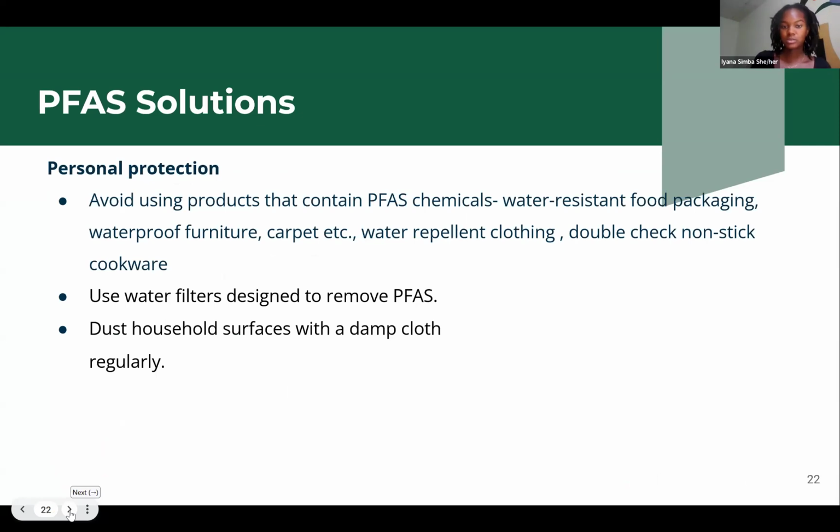So solutions, personally, there are things you can do. Just avoid using products that contain PFAS. It's probably the easiest thing that you can do. If you really, really want to go far, you can always get a water filter that's designed to remove PFAS. And then there are other things like dusting household surfaces regularly, things of that matter.